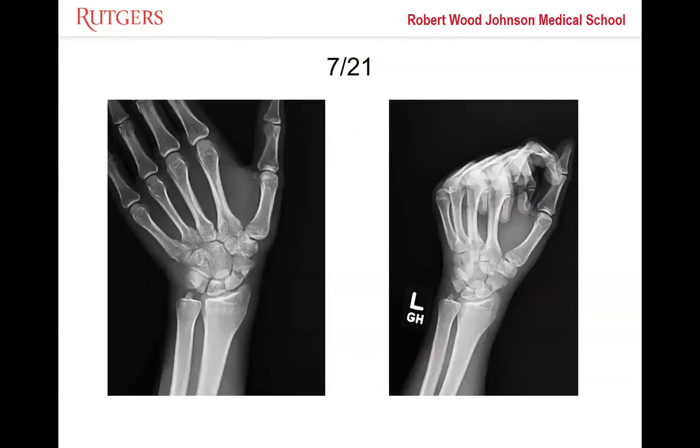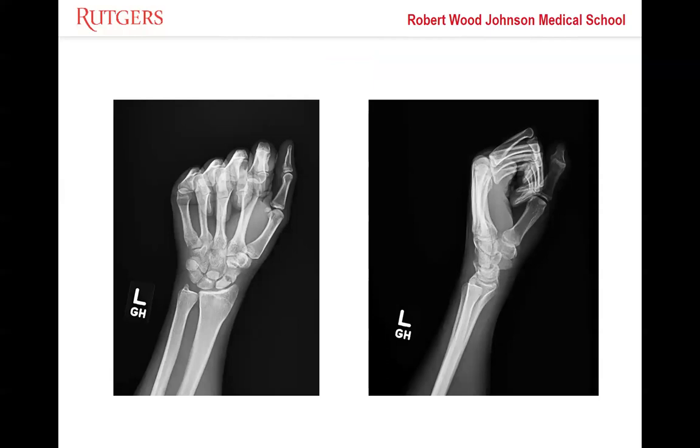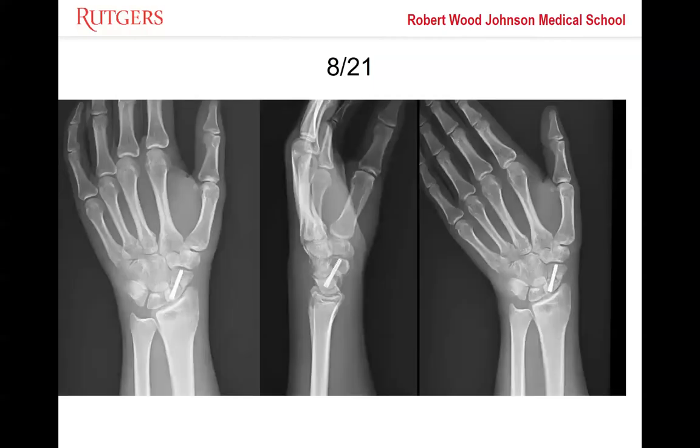So what do you think, Lou? What are you doing here? Yeah, no, I agree with you. And I treated this a little bit differently. And I went dorsal and I took an iliac crest bone, distal radius bone graft, and I just filled the gap in.